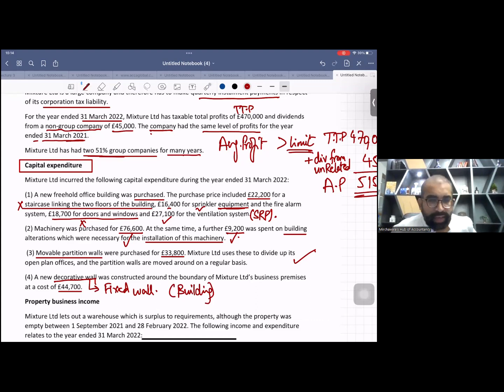So this is again one more 5 marks. No need to calculate capital allowance. You just need to choose which ones are plant and machinery and which ones are not part of plant and machinery. Just take 1 minute to read it again, and then I'll show you the requirement.